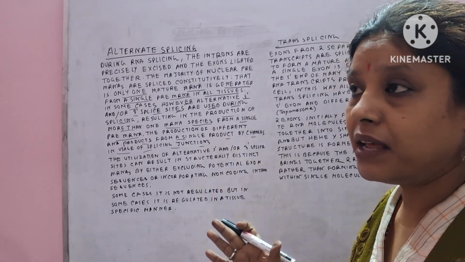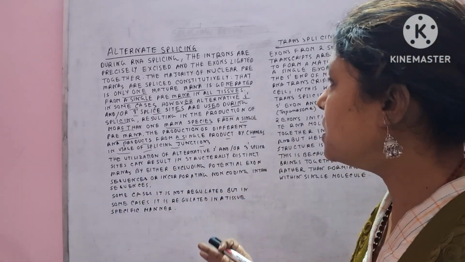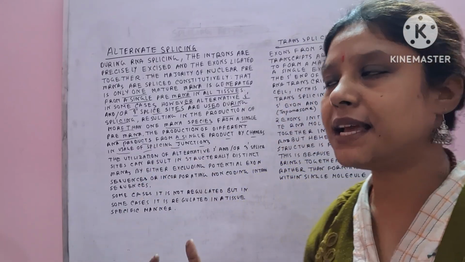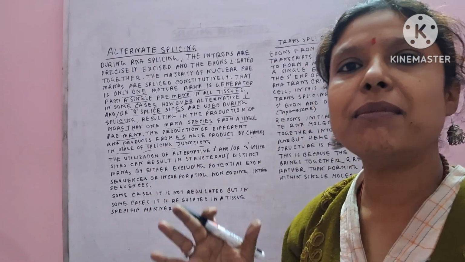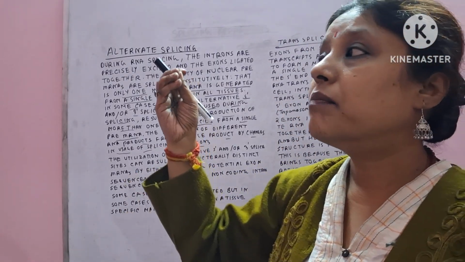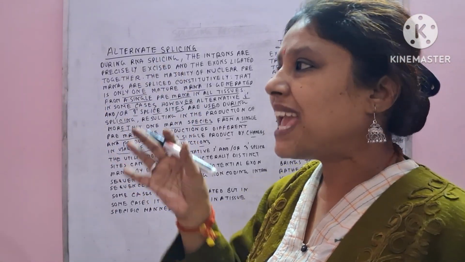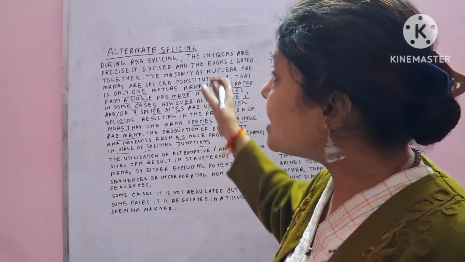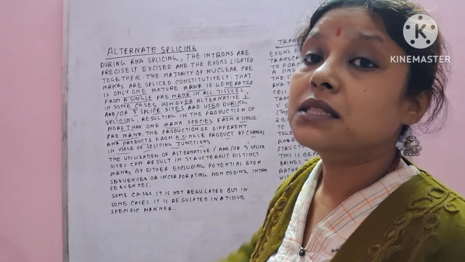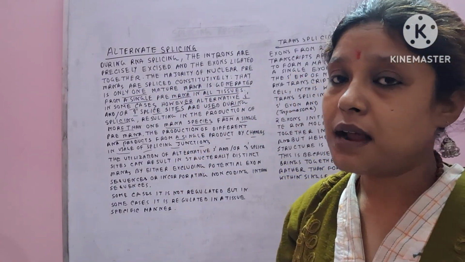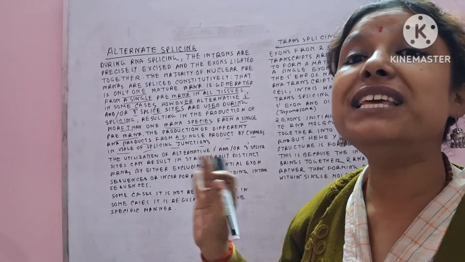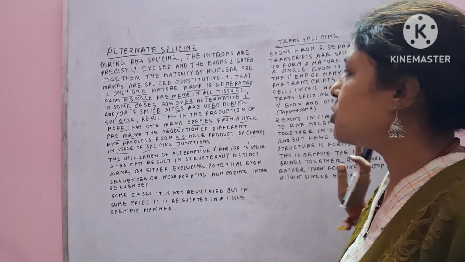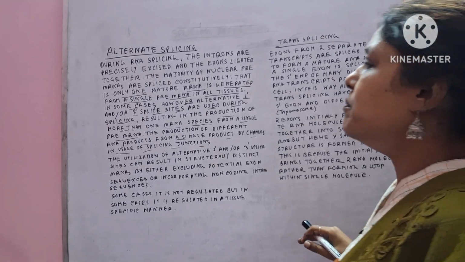more than one full mRNA is formed from a single pre-mRNA. In general cases, only one mRNA is formed from the pre-mRNA because exons are added and introns are just released. But in case of alternate splicing, more than one mRNA is formed from the pre-mRNA. Clear? So this is the actual alternate splicing process.